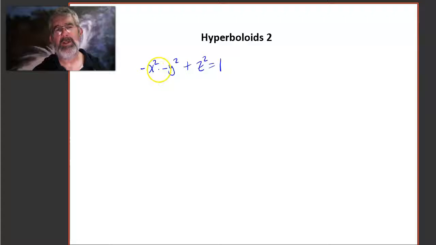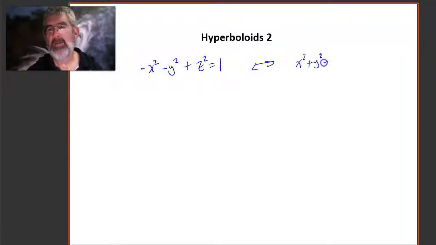Now, I have to be a little bit careful. I have a 1 over here. I set it up so that it's essentially minus x squared over a squared minus y squared over b squared plus z squared over c squared equals 1. If it's something other than 1, I'm going to divide by it and get a 1 right there. Now, I say that because this equation right here is actually equivalent to x squared plus y squared minus z squared equals minus 1, right? If I just multiply both sides by minus 1.